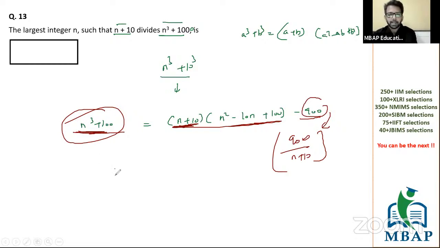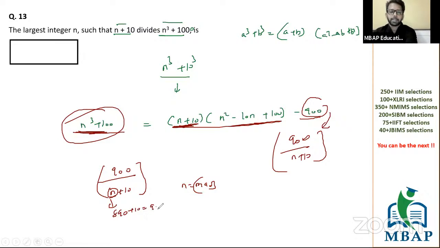The question is as simple as: 900 is divisible by n plus 10. What is the maximum value of n? Now, n I have to maximize. So it's simple. The maximum value which possibly can give you an integer for the whole fraction would be 890, because 890 plus 10 will make the value 900, and 900 by 900 is perfectly divisible. So what is the maximum value of n which you found out? The answer is as simple as 890.